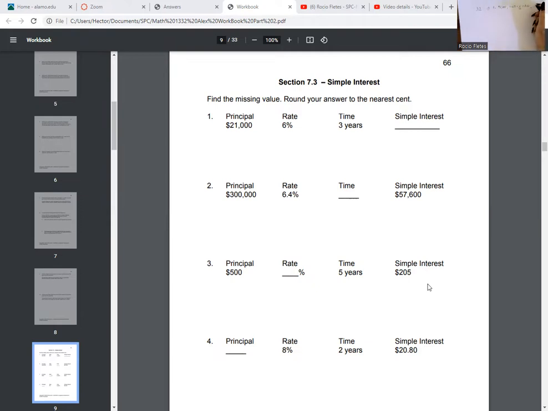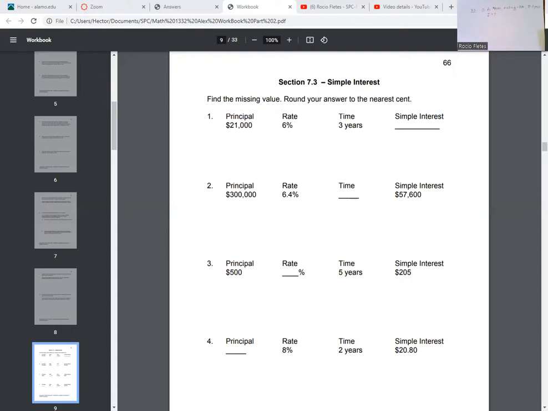And then time is 3 years. Notice that time is already in years, so because it's in years, I don't have to convert it to anything else. In simple interest, that is not the interest rate. Simple interest is the amount of interest, so we're looking for I.